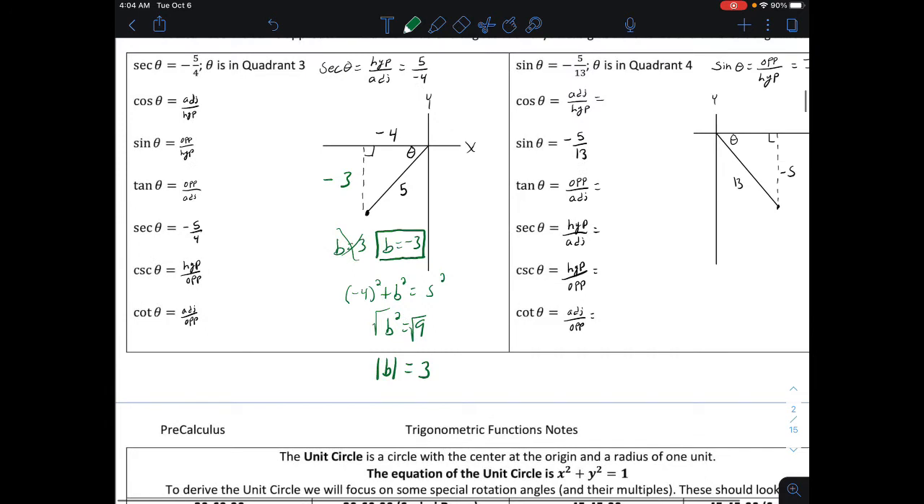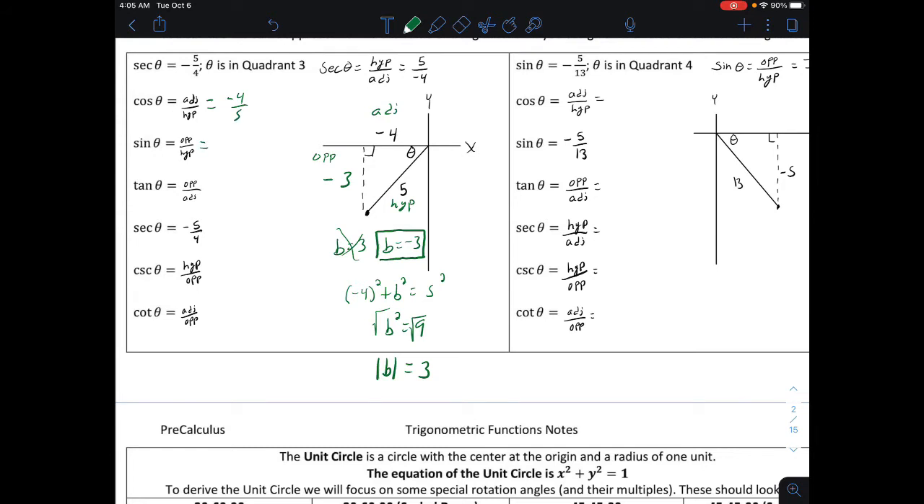And then we'd go through and we would find the values of our trig functions. So cosine, all right, adjacent is negative 4. Opposite of the angle is negative 3. And the hypotenuse is 5. And we just fill in the remaining ratios we need. So cosine would be negative 4/5.